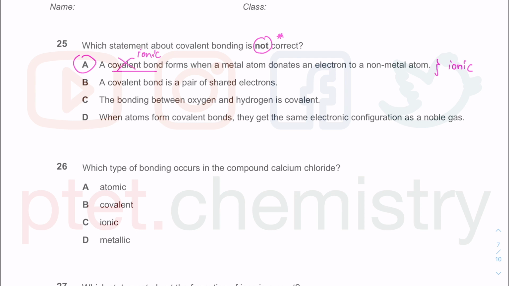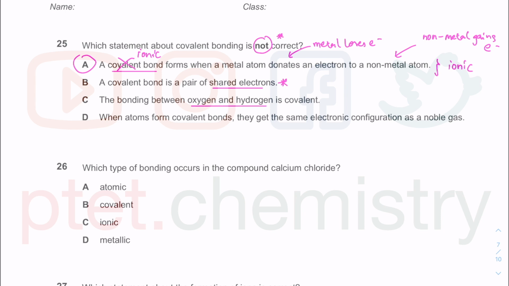The metal will lose the electrons. Metal loses electrons, forming cations. The non-metal gains electrons and forms anions. A covalent bond is a pair of shared electrons, so we know about that between nonmetals and nonmetals.